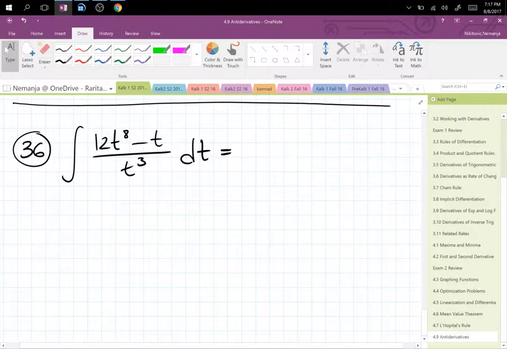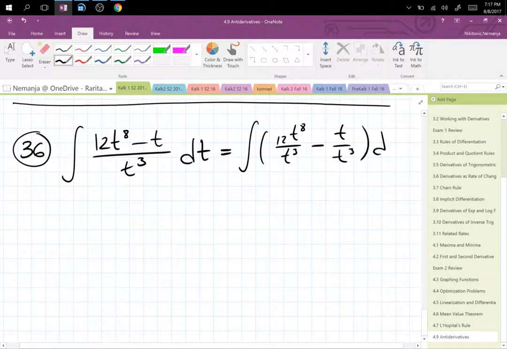Oh, there's a minus there. So what should I do? Difference of fractions with the same denominator. Very good. Difference of fractions with the same denominator, and we are integrating each one independently, right? We have the theorem for that. So we have 12t to the 8 divided by t cubed minus t over t cubed dt.